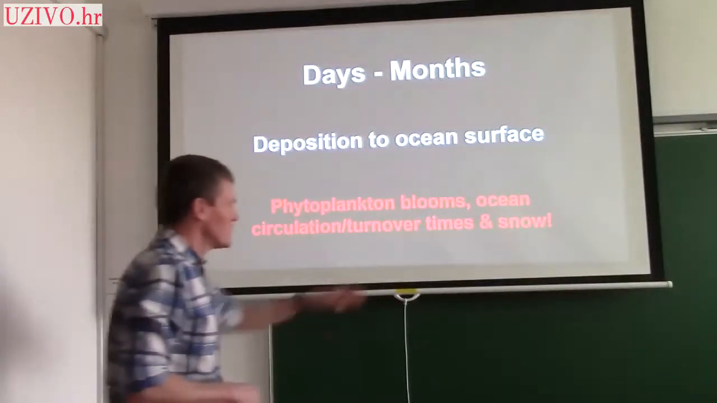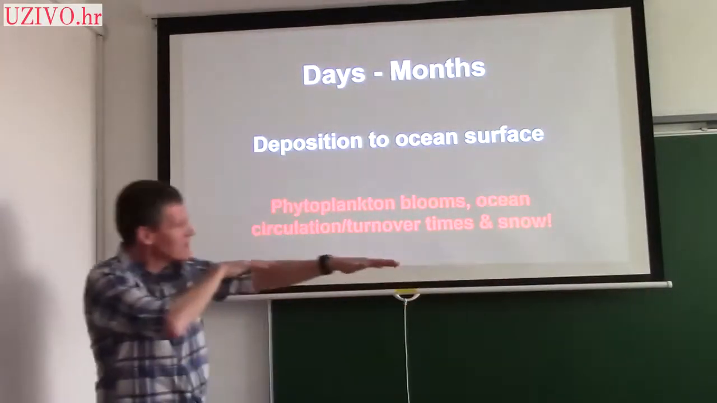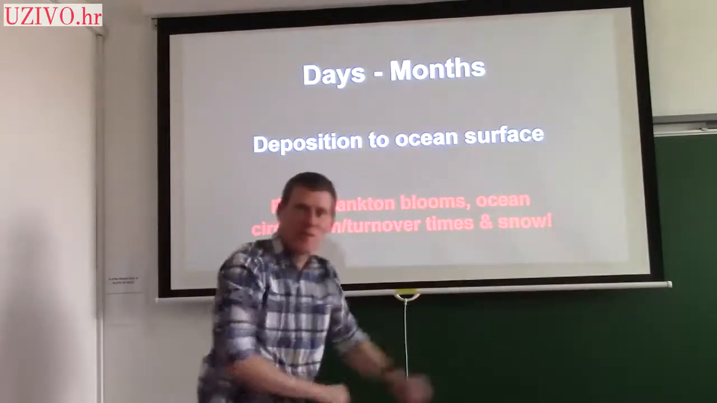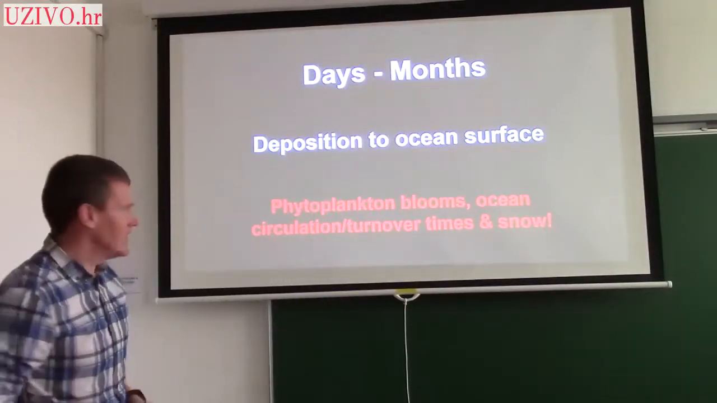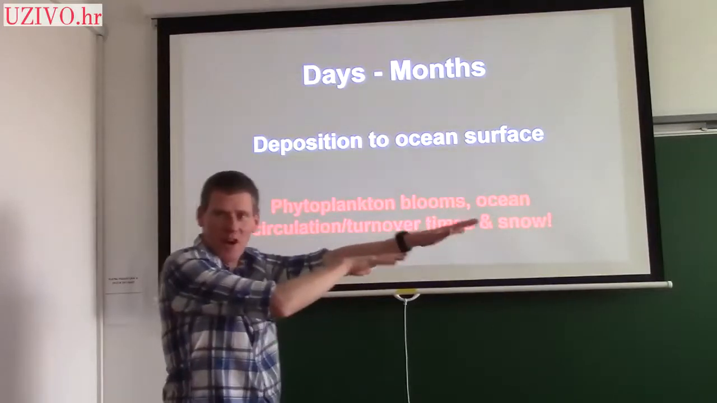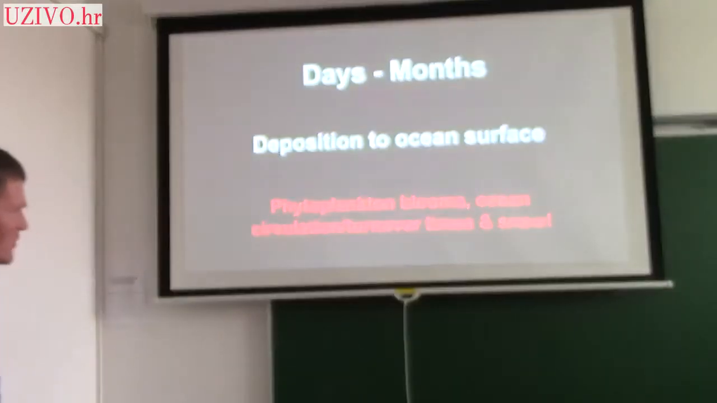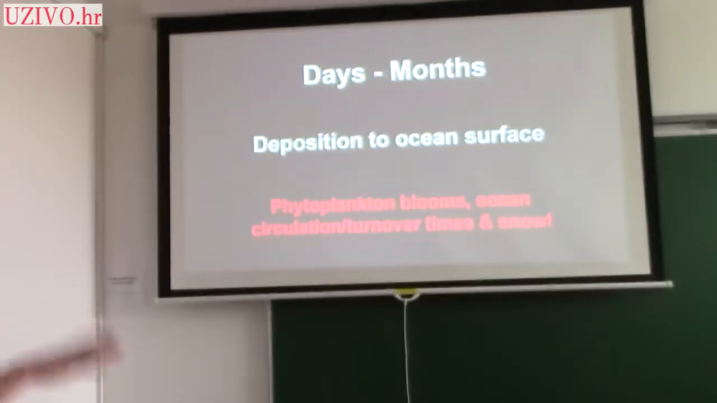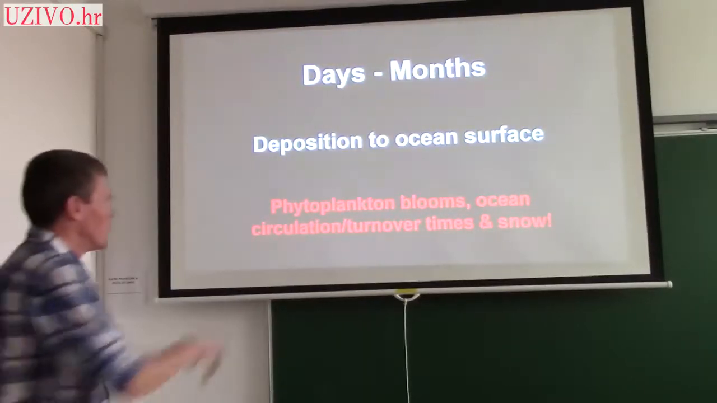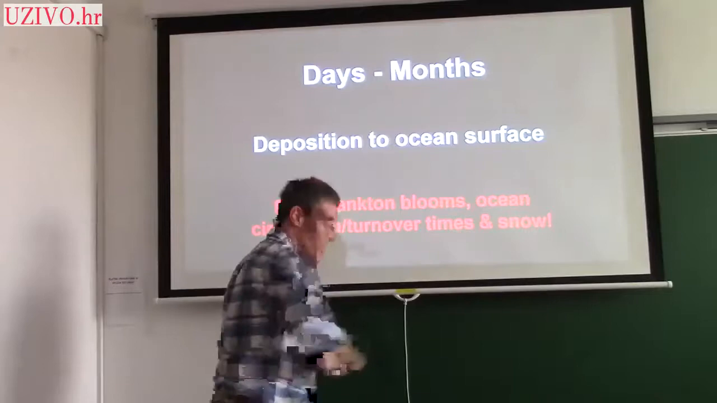Snow is a sort of dead material that drops down to the bottom of the ocean. And the good thing about that is that a lot of it's carbon, so it's taking carbon out of the system, dropping down to the ocean. And once it's right down at the bottom, 5,000 metres down, it stays there for a very long time. But it does affect these circulation times.